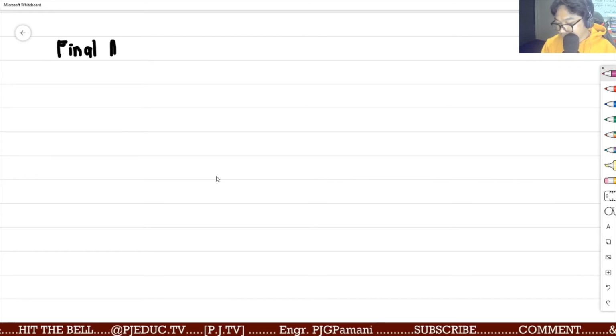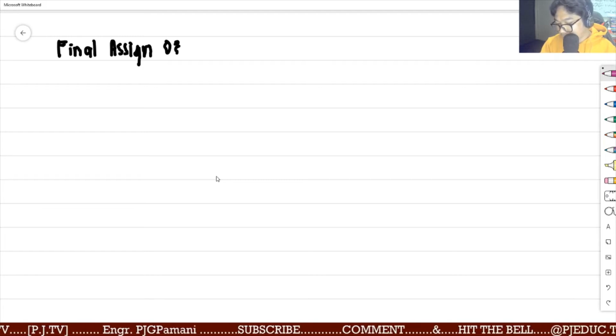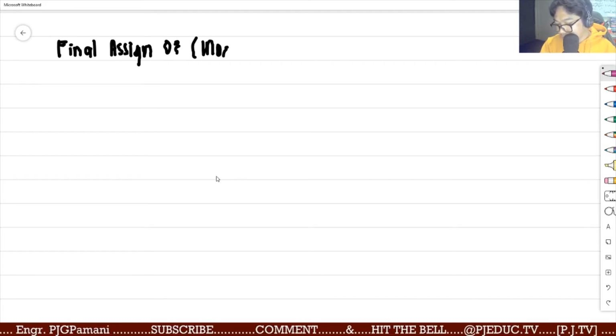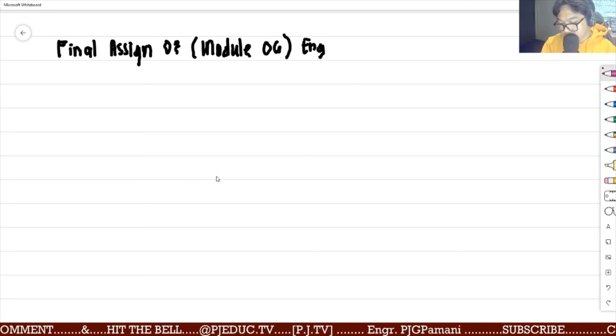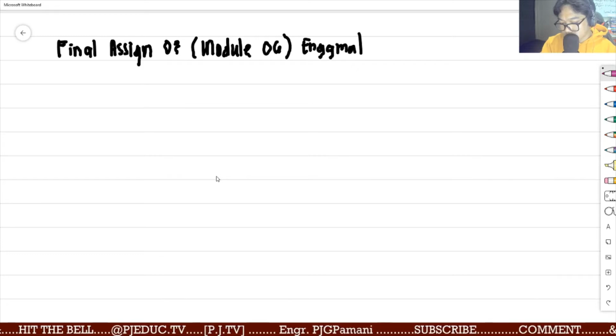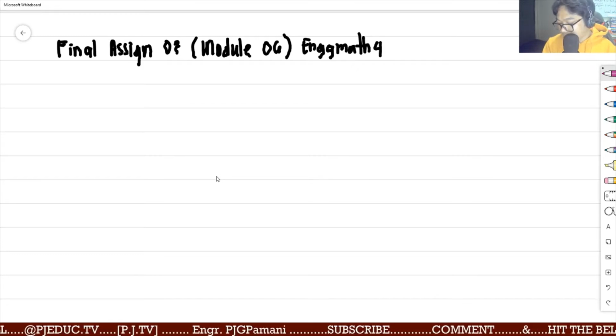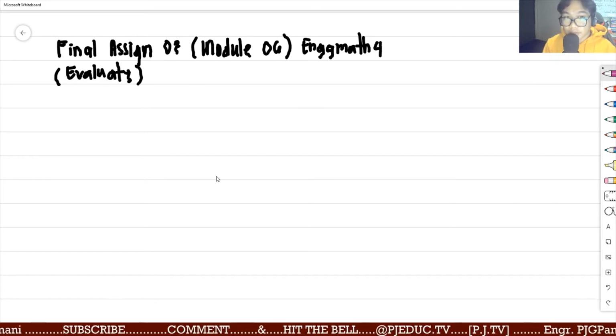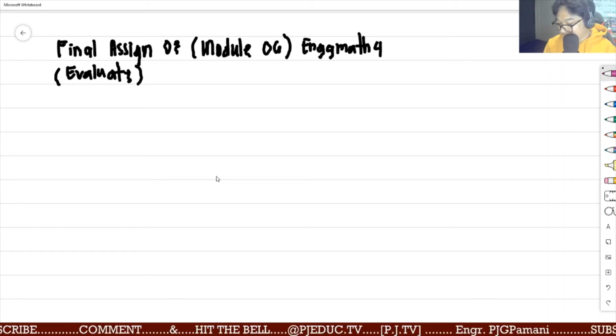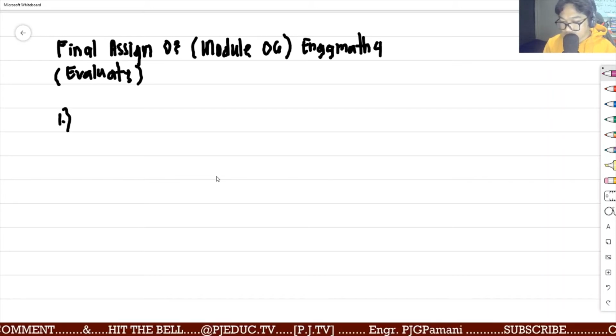Final assignment number 3 under module 6 for Enggmath 4. Let's evaluate section. For the evaluate section of module number 6, try to solve these given problems. This will be your assignment number 3, ha?